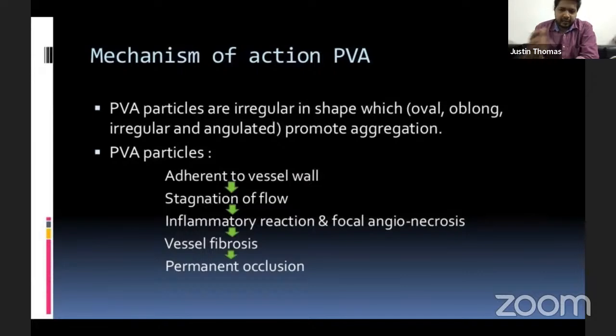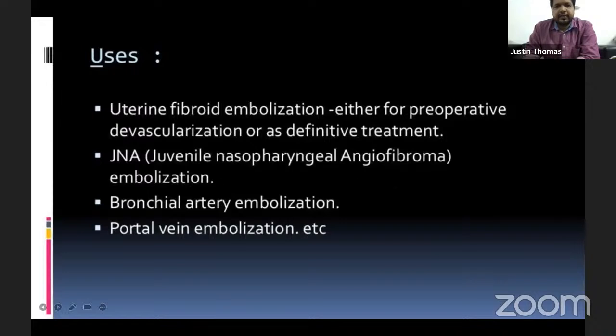They are irregular in shape, with multiple shapes, oval, oblong, and this irregular shape promotes aggregation. When injected, they adhere to the vessel wall, causing stagnation of flow, inflammatory reaction, and fibrosis, and thereby permanent occlusion. So PVA particles are used in uterine fibroid embolization, JNA, juvenile nasopharyngeal angiofibroma, bronchial artery, portal vein, and also in MMA embolization.